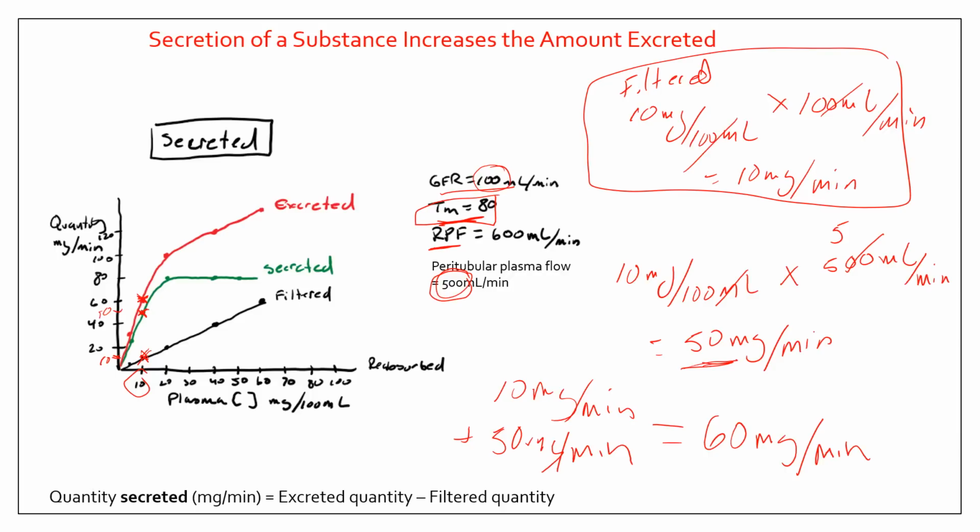So again, we just needed to know how much of that substance was flowing through the capillary. So I'm doing the same calculation I did for the filtered quantity. I want to do it for the peritubular plasma quantity. And so in this example, at the bottom, the quantity secreted is the excreted quantity minus the filtered quantity. If I see what's in the urine, I see in the urine there is 60 milligrams per minute. All right, and I know that I've filtered 10 milligrams per minute, which means I must have secreted 50 milligrams per minute.